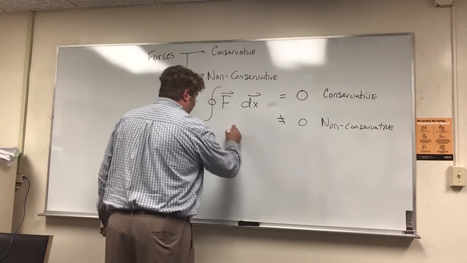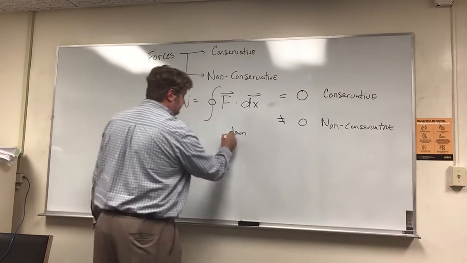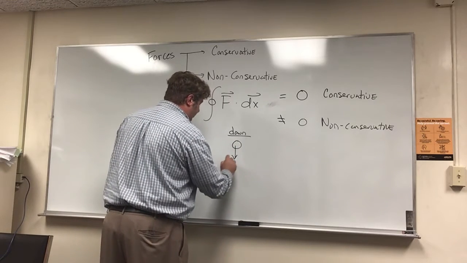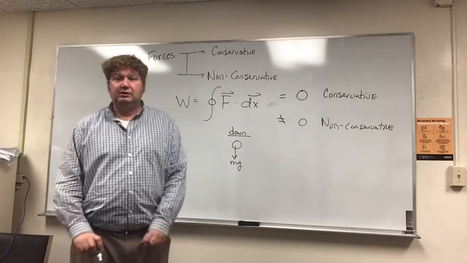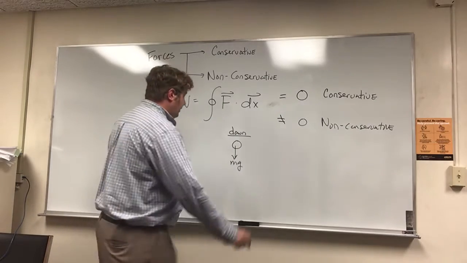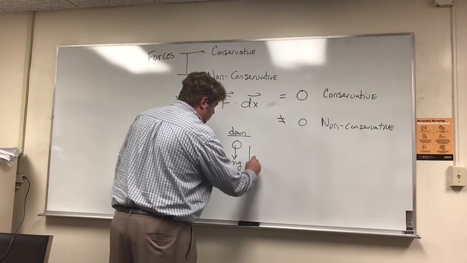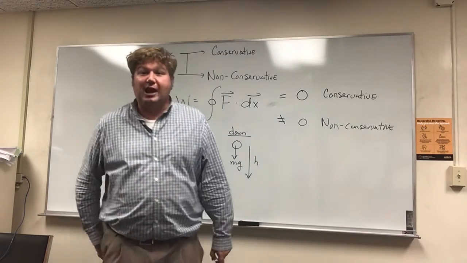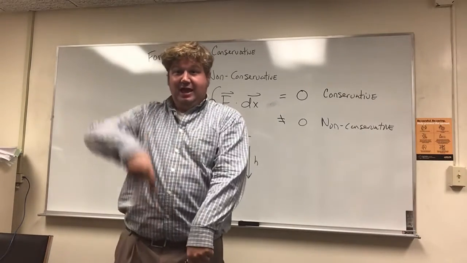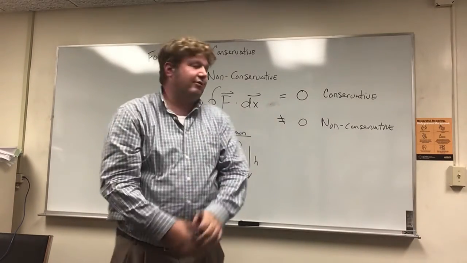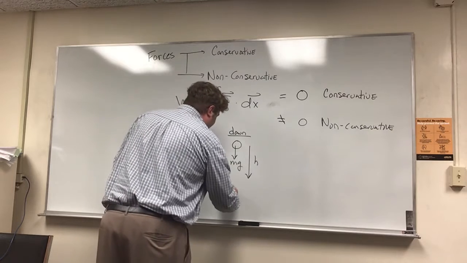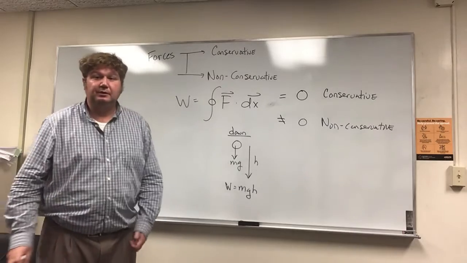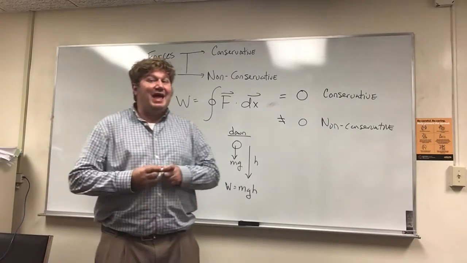All right, so let's do the down part. I have my force, mg, which points down. The gravitational force is pointing down, and I have my path, which is also pointing down, because I'm going down the path. So I do the dot product between a force that points down and a path that points down. The angle between them is 0, and the work done here is mgh. But that's only halfway around our loop.